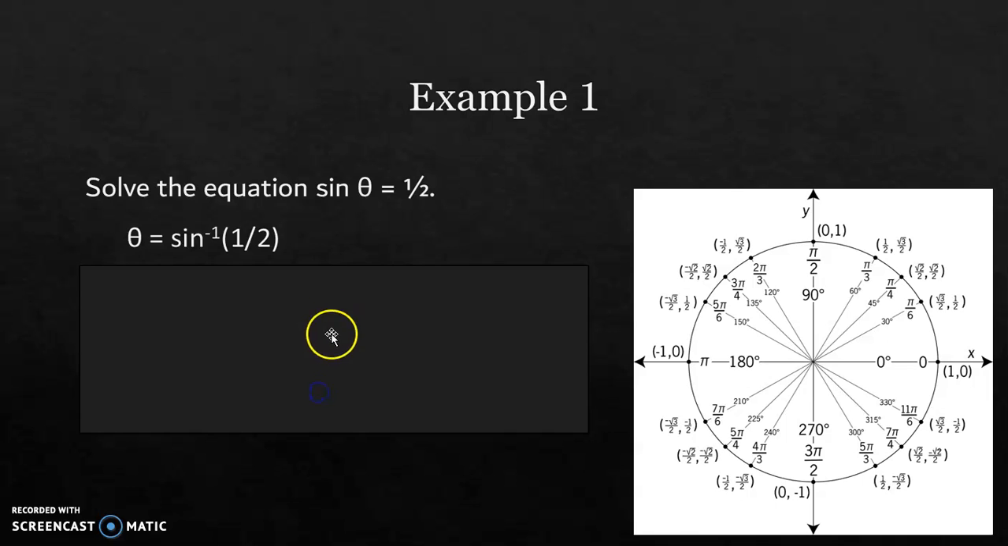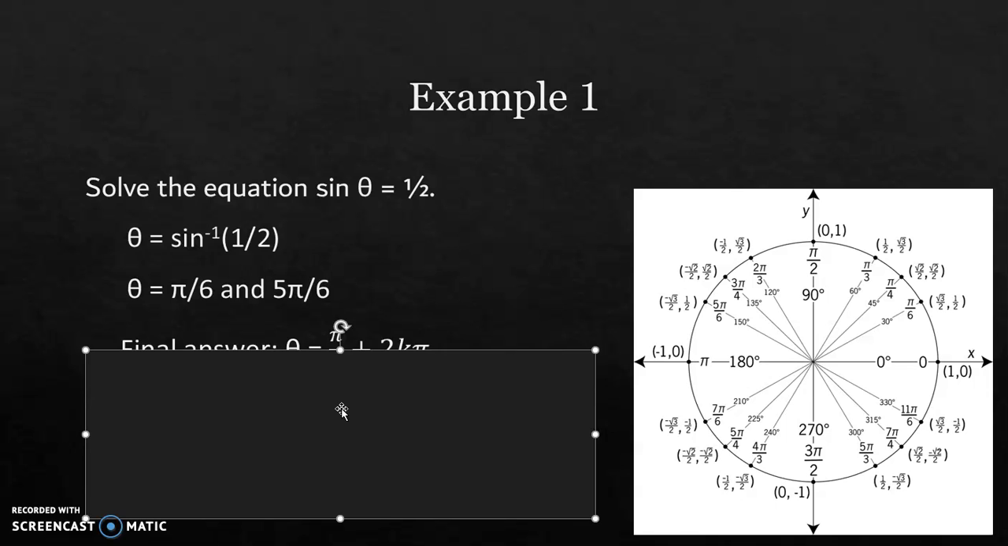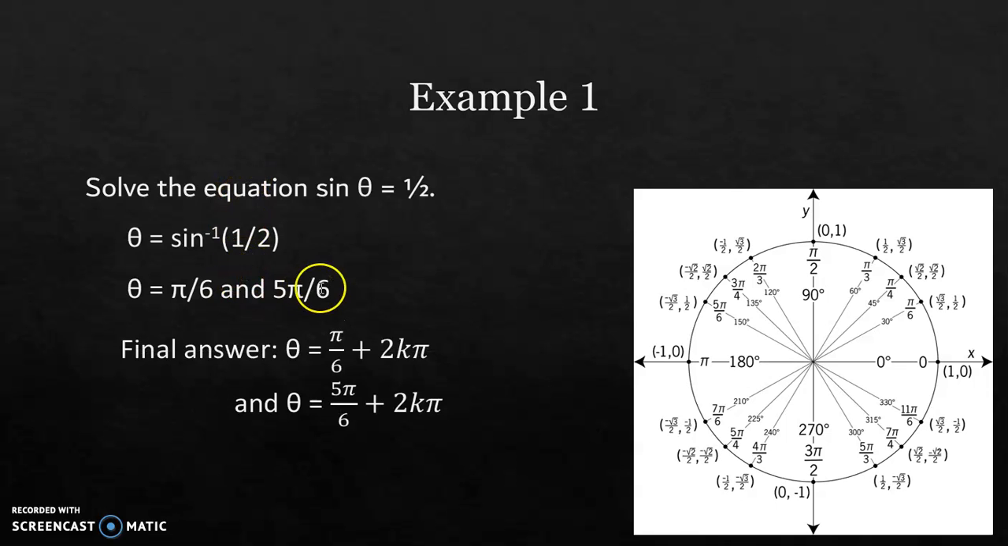So when we do this, here it is, we're going to have theta equals pi over 6 and 5 pi over 6. So that if they asked for it just between 0 and 2 pi, these would be our two answers. But they didn't ask for that. They said solve the equation. So we need to give the general answers. Pi over 6 plus 2k pi and 5 pi over 6 plus 2k pi. And these are the two equations that will get you an infinite number of answers for this equation.